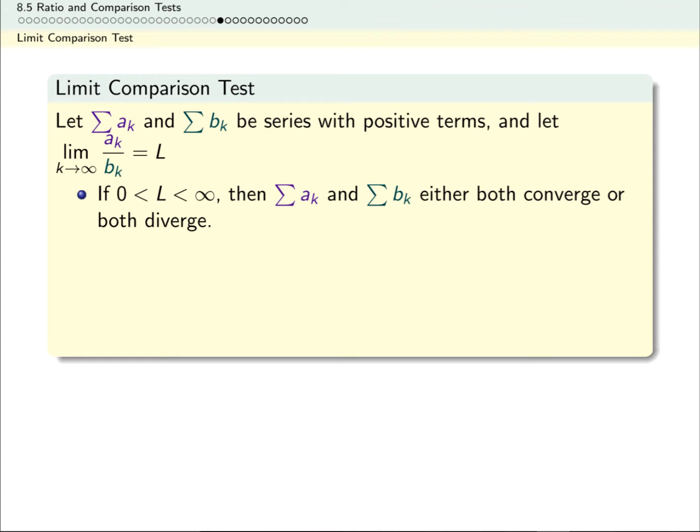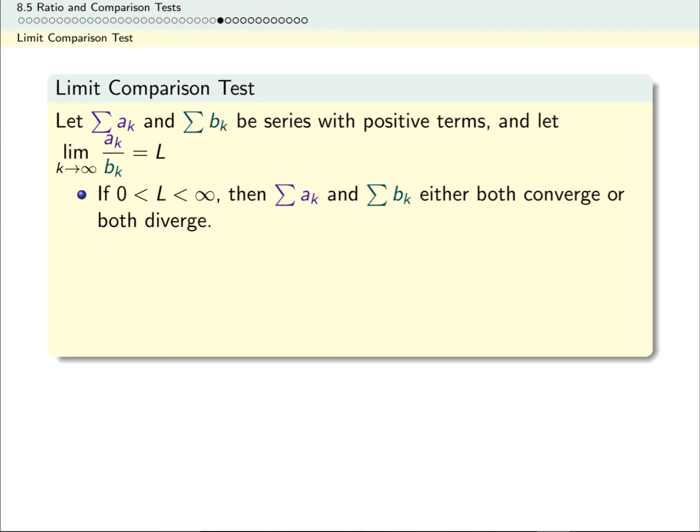So if you're trying to use the direct comparison test, but your inequality goes the wrong way, there are a few options that are open to you. One option is just to choose another comparison series. The comparison series, those a sub n's, are things that we make up on our own, and we can try and make up a different one. If you can't make up a nice one, we have the limit comparison test.